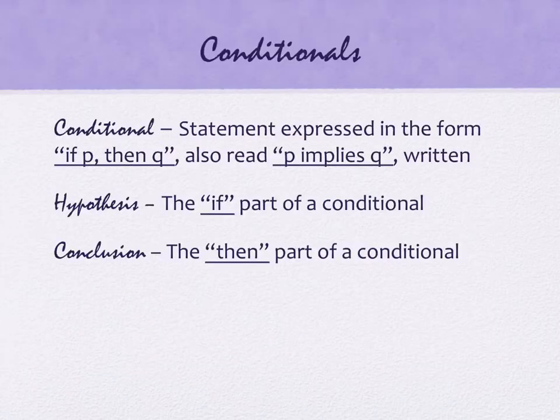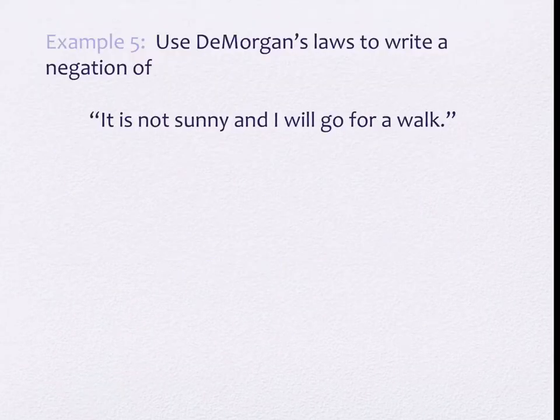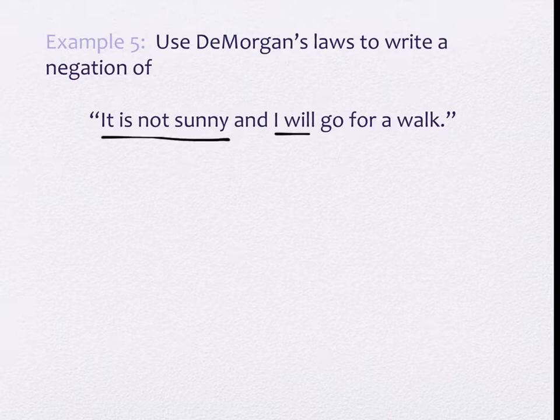So we have an example here of DeMorgan's laws, and it's actually an actual statement, okay? So it says, "It is not sunny and I will go for a walk." So anytime we're talking about DeMorgan's laws, we're talking about a compound statement. So it will have two individual pieces of a statement, and it will have a connective in between. Okay, there's three pieces. And to use DeMorgan's laws, I have to negate all three of those pieces. So we'll start at the beginning.